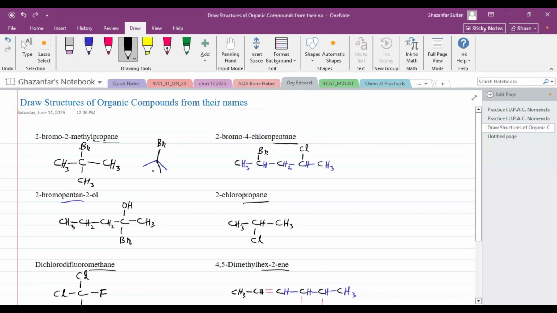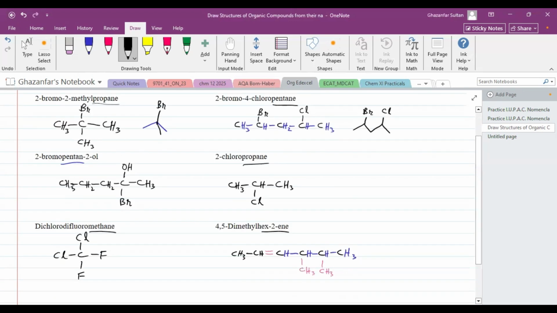Remember that in bond line formula, we do not mention carbon or hydrogen atoms, but we must mention other groups or functional groups. Similarly here, 1, 2, 3, 4, 5 carbon atoms are there. On the second position, bromo is there, so you draw bromo. And on the 2, 3, 4 positions, chloro is there.